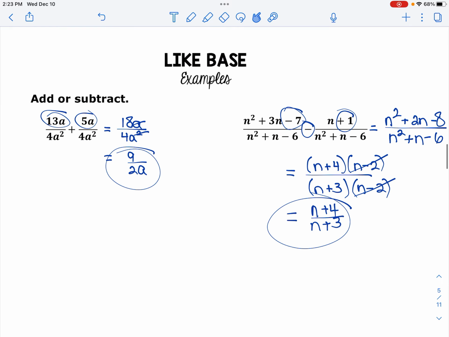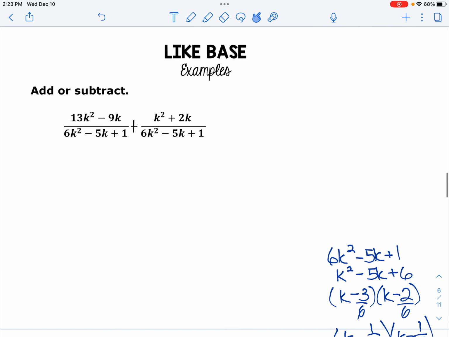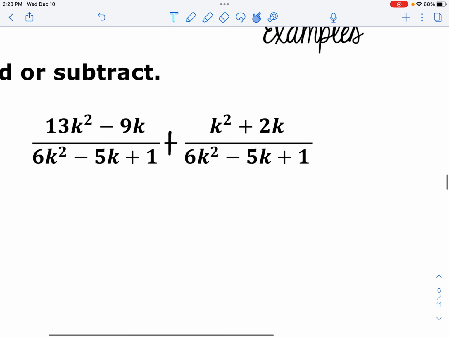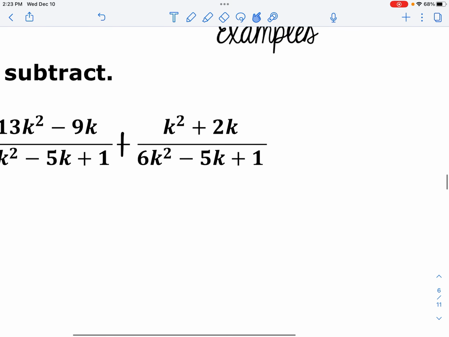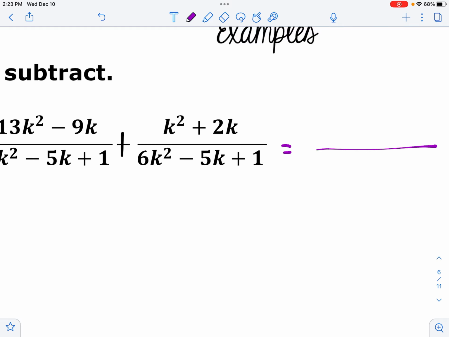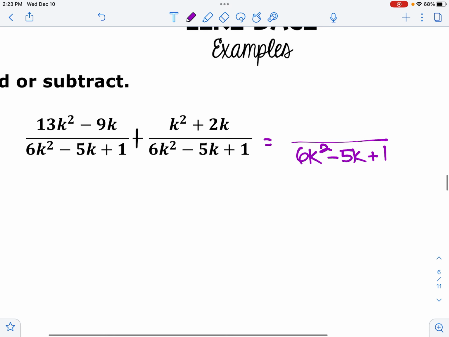There we go. All right, let's try one more with a common denominator. So I have a common denominator. Let's just write 6k squared, there we go, minus 5k plus 1. On the top, we have 13k squared plus 1k would be 14k squared. And then I have negative 9k plus 2k is negative 7k.